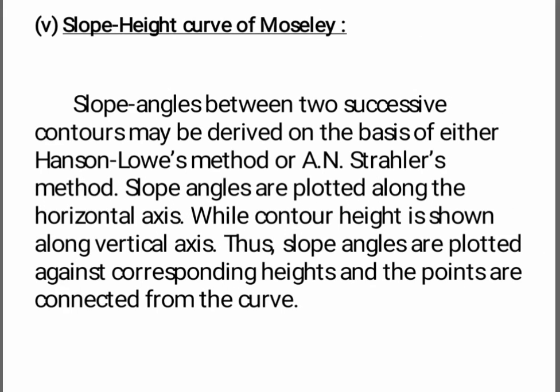The next is the slope height curve of Moseley. Slope angle between two successive contours may be derived on the basis of either the Hanson-Lewis method or A. N. Strahler's method. Slope angles are plotted along the horizontal axis, while contour height is along the vertical axis. The slope angles are plotted against corresponding heights and the points are connected to form the curve.